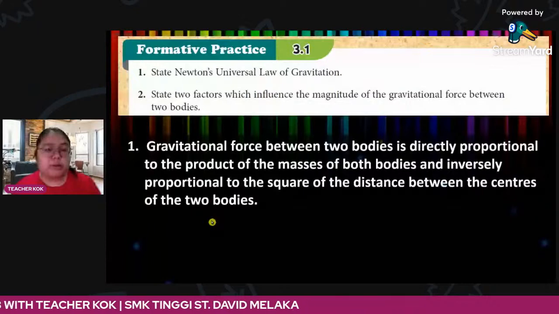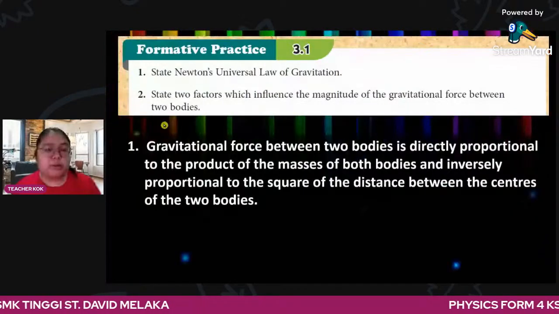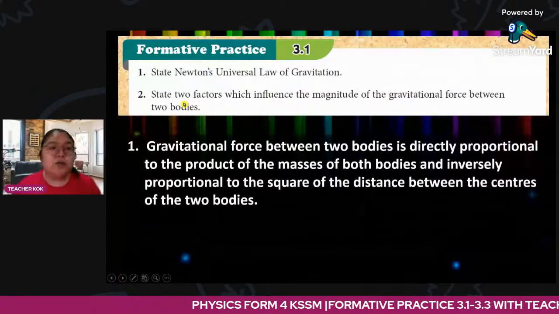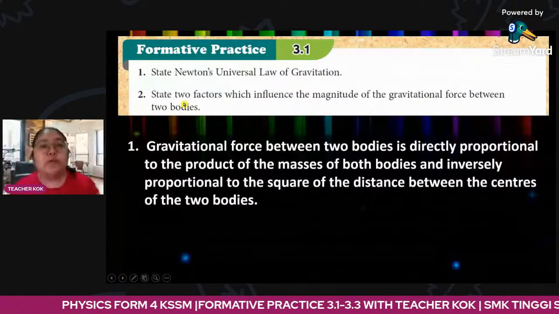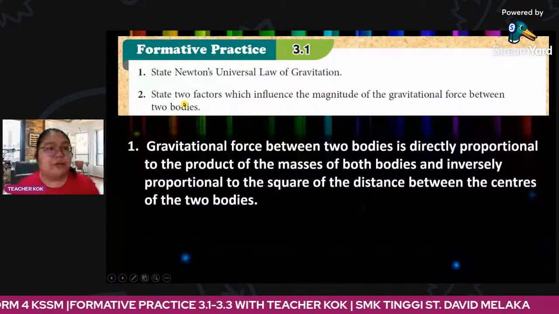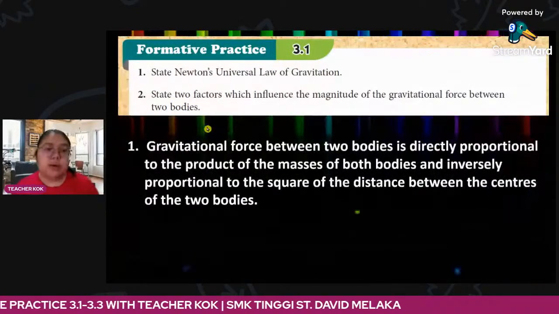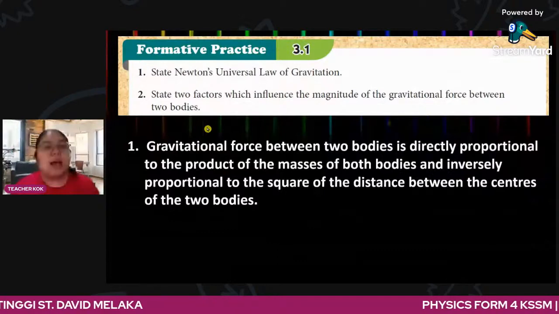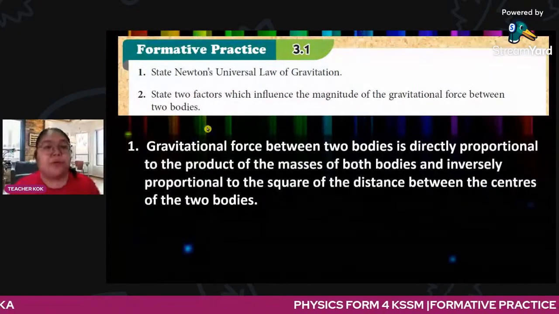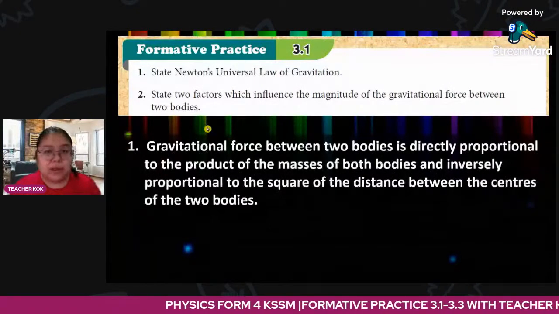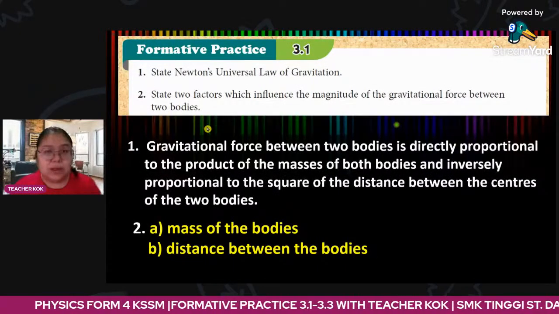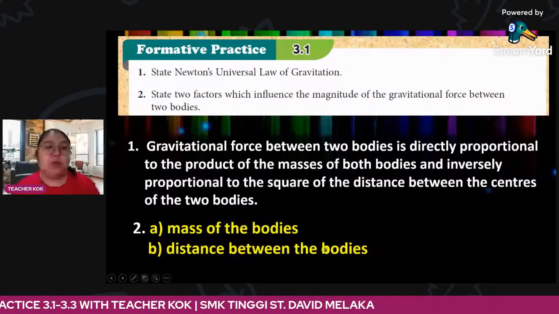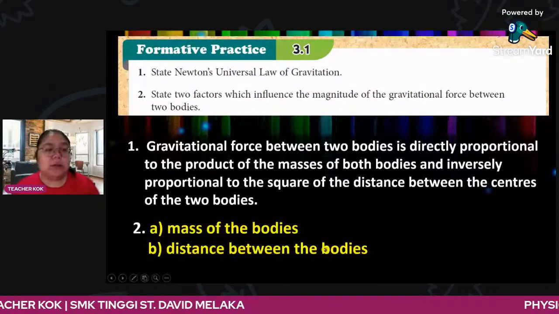Okay, now number 2. We talked about masses, and another one is distance. Now they ask you what are the two factors that influence the magnitude of the gravitational force between the two bodies. You understand, because G is a constant value, G cannot change. Either the mass or the R will influence the gravitational force. So the first one is the mass of the bodies. Number 2 is the distance between the bodies. So these are the two factors that affect the gravitational force.